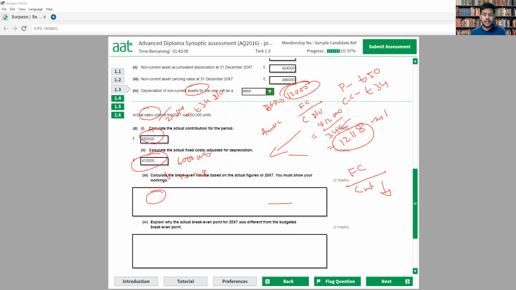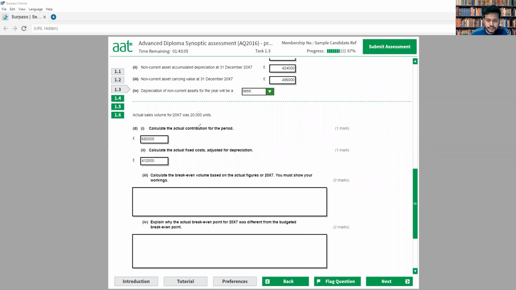So for example, let's make it very simple. Let's say my fixed cost is 100 and my contribution is 10. That means I have to sell only 10 unit to be in a position to break even. If I sell 10 unit, I will cover my fixed cost. That means no profit, no loss.